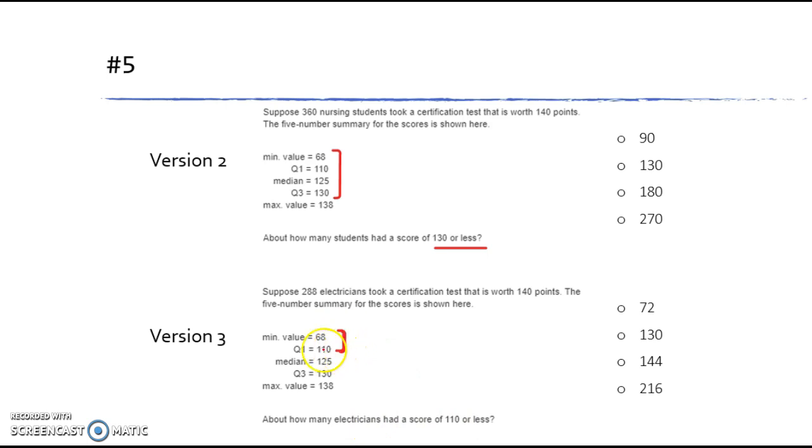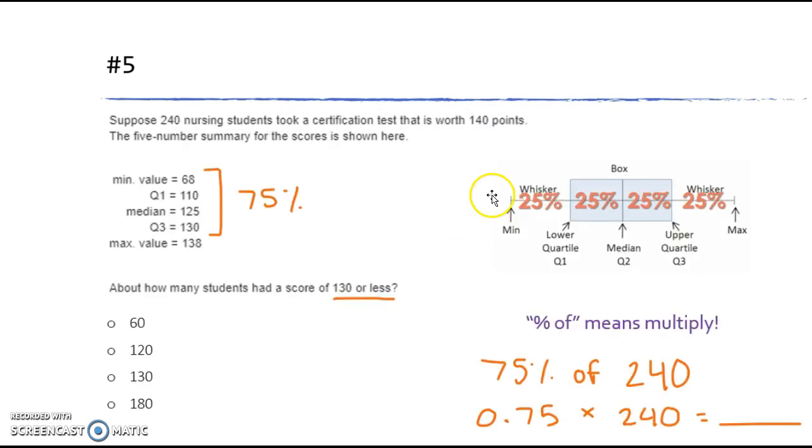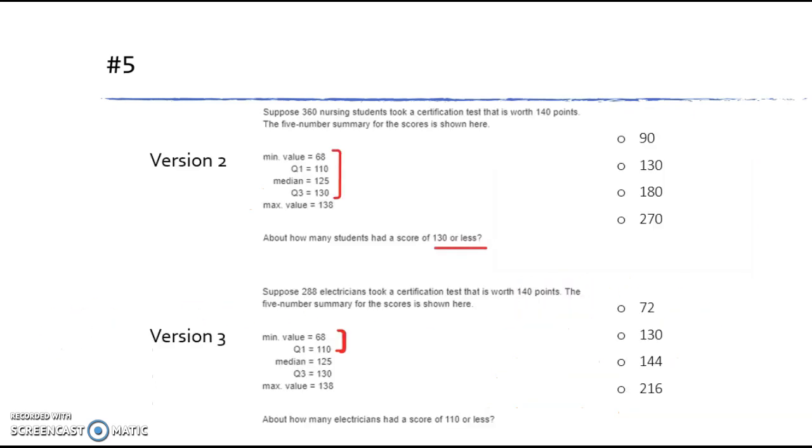So you'll just need to go back to this information with the percentages and just remember that each quartile represents 25% of your data. So for this version 2 question, I'm looking for the third quartile and below. That means I cover 3 sections of 25% each for a total of 75%. And then this version 3, I want the first quartile and below. That's one section of 25% for a total of 25% of my, in this case, it's electricians.